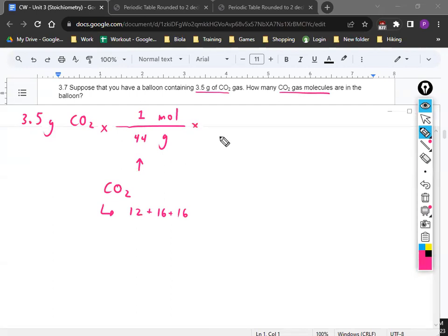Next, we're going to turn moles into molecules by multiplying by Avogadro's number, 6.022 times 10 to the 23. And that's going to be your setup. Your final answer for that should be about 4.79 times 10 to the 22nd CO2 molecules.